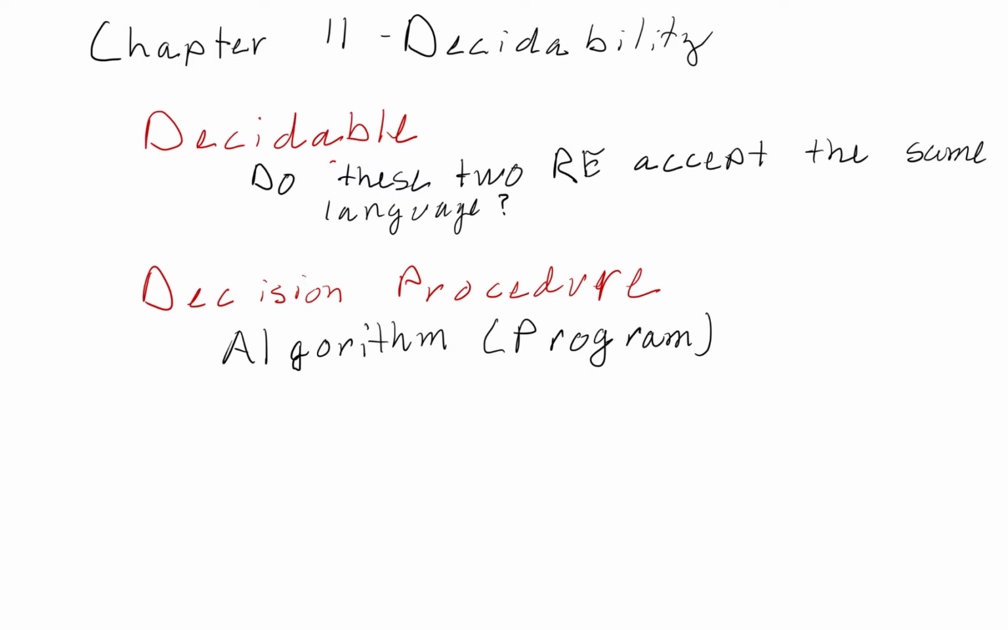Now, what does it mean for something to be decidable? And this is a great question. This is actually what this class is really about. We want to know what problems we can solve and what problems we cannot solve. So a decidable problem is something that we can solve.